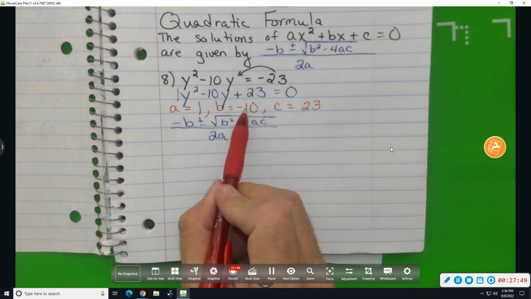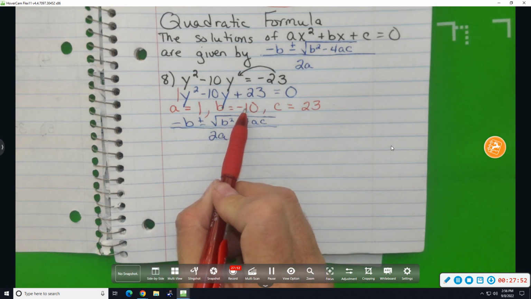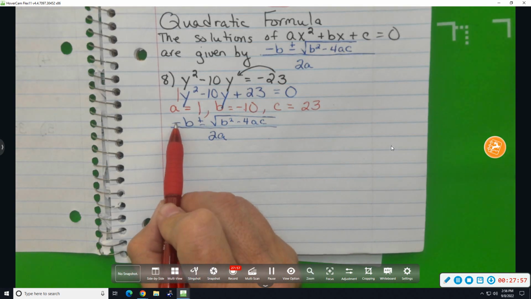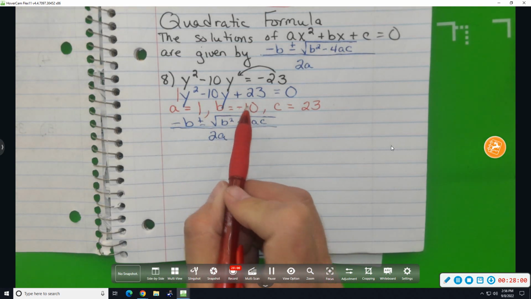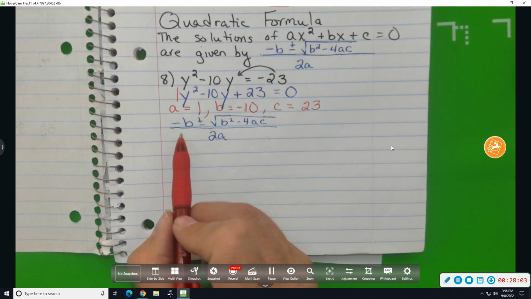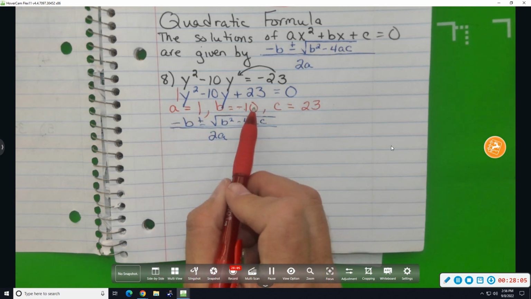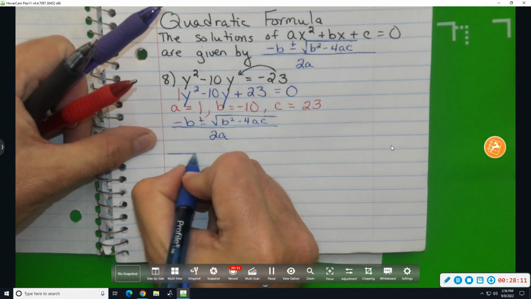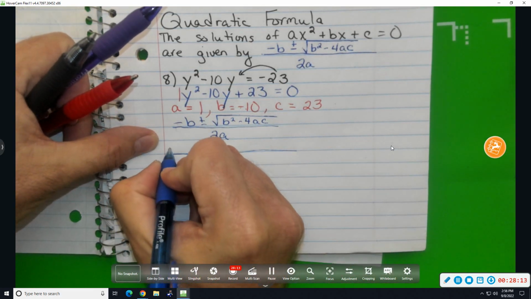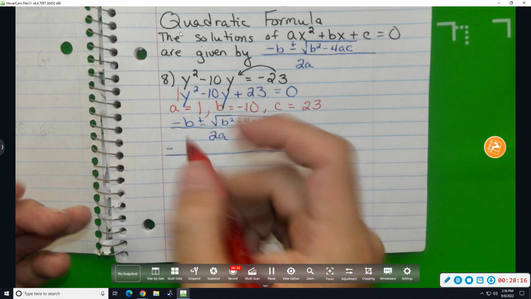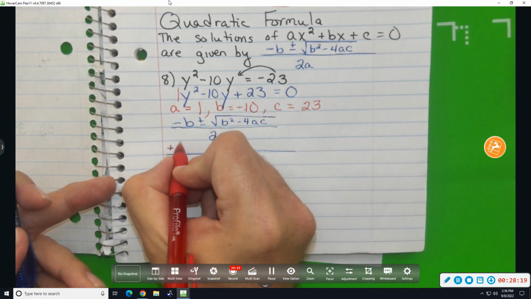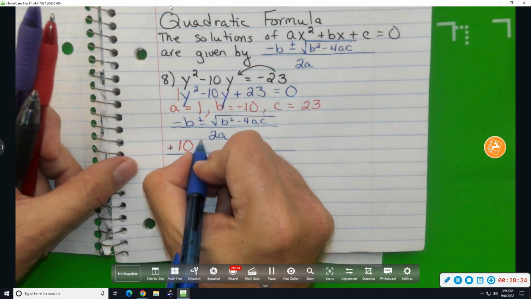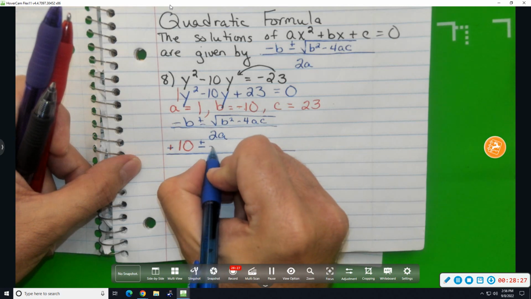b is negative 10. So if I plug a red negative 10 in place of this blue b, I have negative negative 10. It would turn into positive 10. This minus b really just means change the sign on b. So negative b would be positive 10. Now plus or minus the square root.